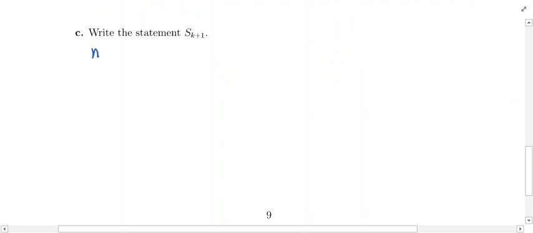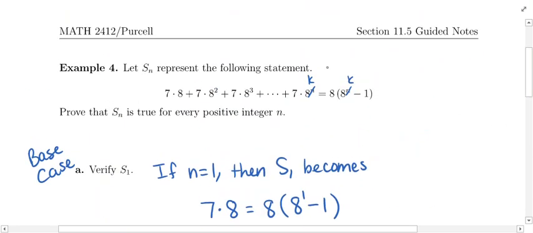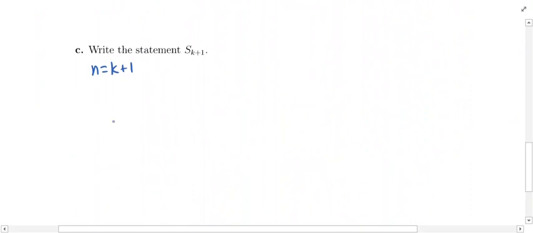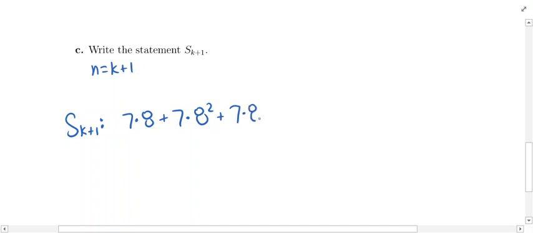All right, we're going to do the same thing in part C to get the statement for n equals k plus 1. The only difference is we are replacing k with k plus 1 now. On the left side, we'll go ahead and write that down. The statement S of k plus 1 is going to be 7 times 8 plus 7 times 8 squared plus 7 times 8 cubed. We're adding here all the way up until 7 times 8 to the k plus 1 power.